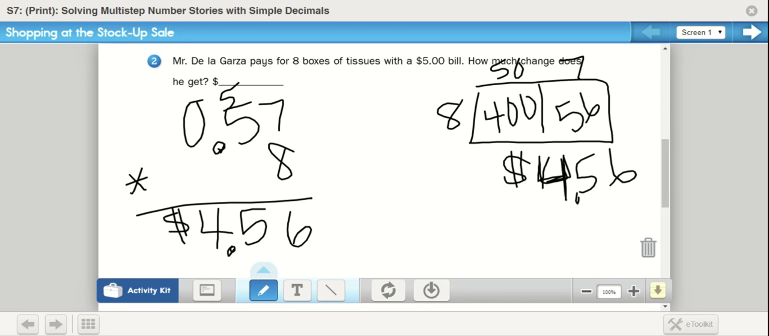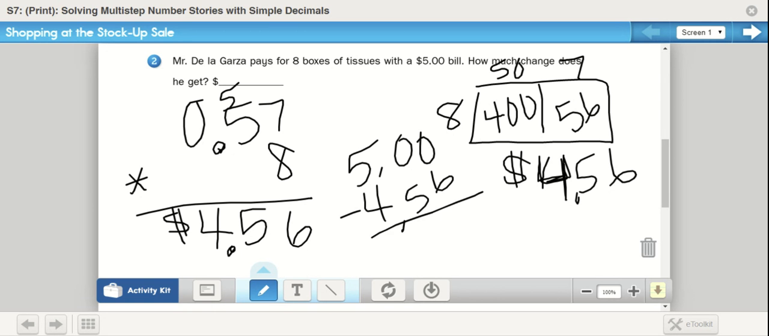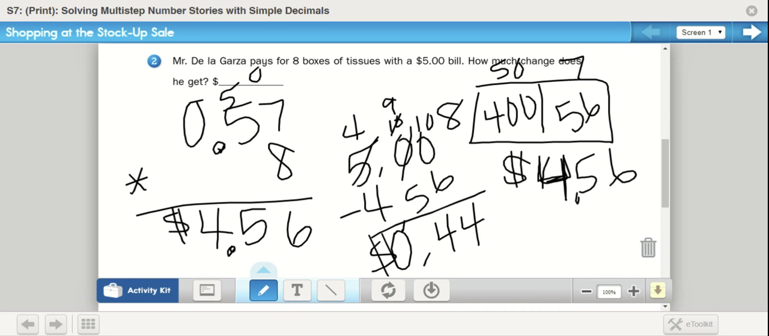So they are not asking me how much it costs, so that's my first step. How much change does he get if he gives him a $5 bill? So I'm going to solve that in the middle here. $5 minus 4.56 equals, I cannot take 0 minus 6, so I have to go all the way over to my 5 and borrow. This is going to become a 10, and then it's going to become a 9. This is going to become a 10. 10 minus 6 is 4. 9 minus 5 is 4. And 4 minus 4 is 0. So I have $0 and 44 cents. So I have 44 cents for my answer. Okay, he gets 44 cents change back.